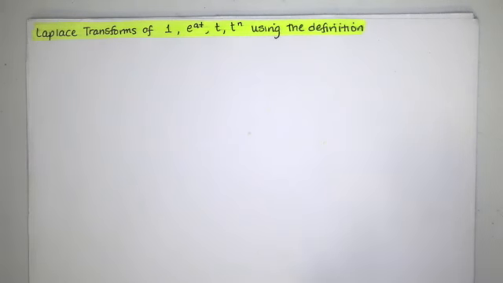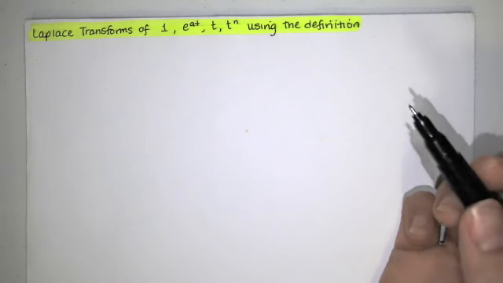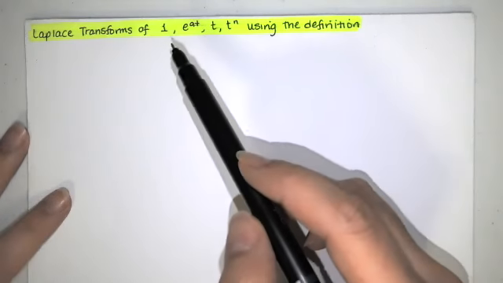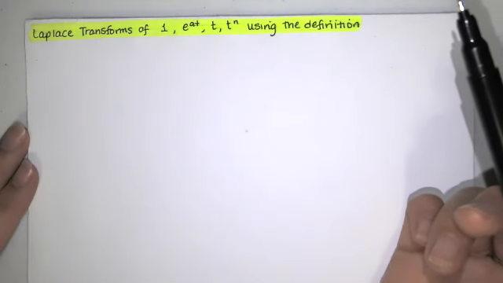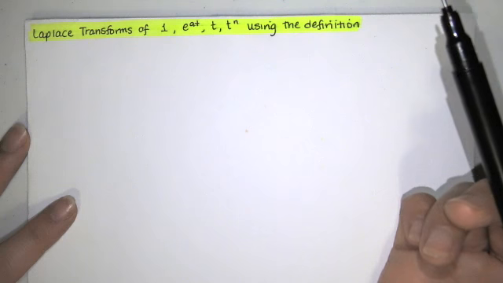In this video, we derive four formulas that we're going to use frequently throughout the rest of the semester. They are the Laplace transforms for 1, e to the at, t, and t to the n. After we derive these, we're just going to apply the formulas.